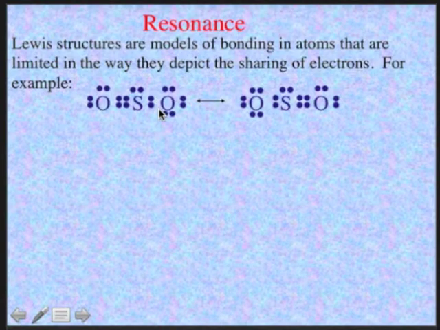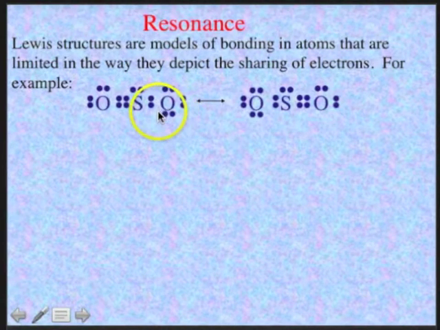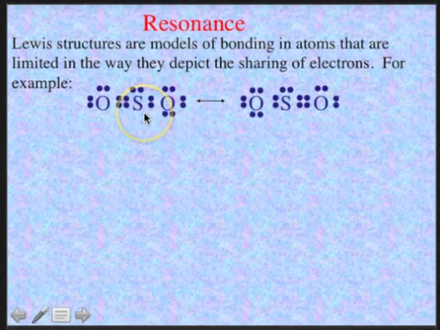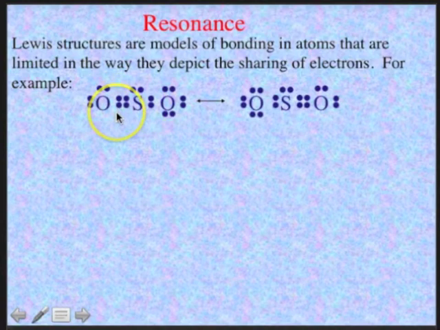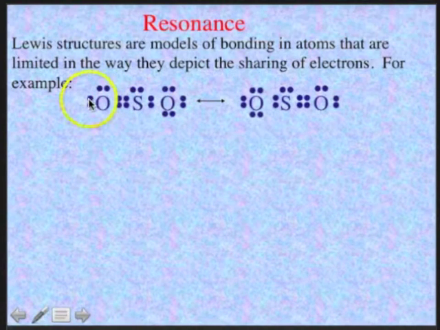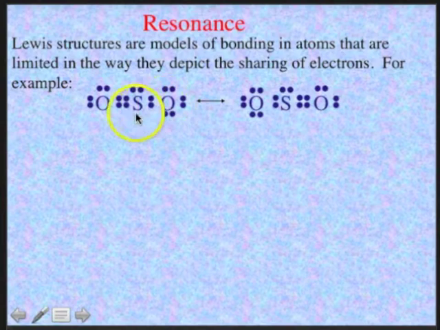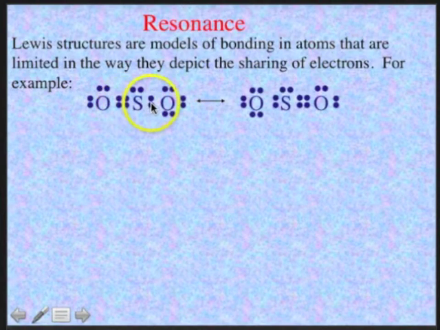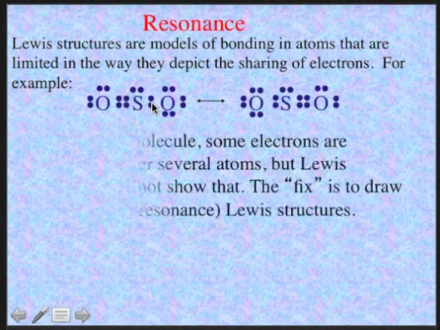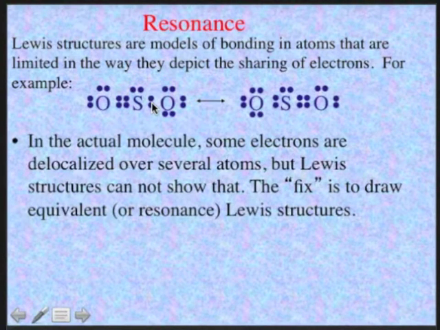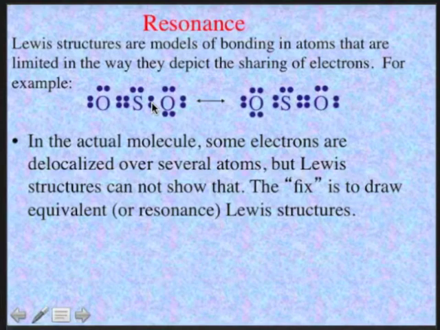Now, it's known that double bonds are shorter than single bonds. Yet, when sulfur dioxide is analyzed, you don't see the sulfur-oxygen bonds having different lengths. Both of the bonds between sulfur and oxygen are exactly the same length, somewhere in between a double bond and a single bond. In the actual molecule, some electrons are delocalized over several atoms, but Lewis structures cannot show that.